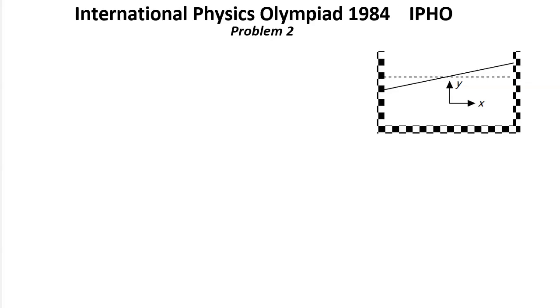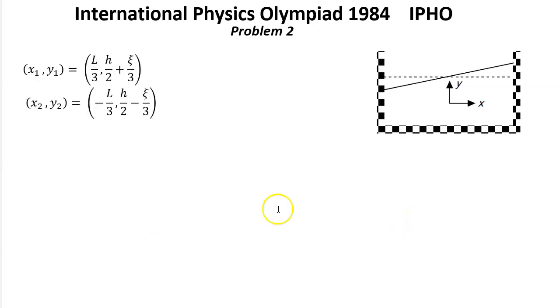Solution for problem 2. In the coordinate system of the figure, where point (0, 0) is right in the middle of this figure, we have the center of mass coordinates of the two triangular parts of the water. For the right triangle we have x1 equals L over 3, y1 equals h over 2 plus c over 3, and for the left triangle we have x2 equals negative L over 3 and y2 equals h over 2 minus c over 3.